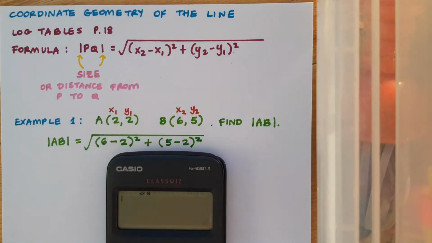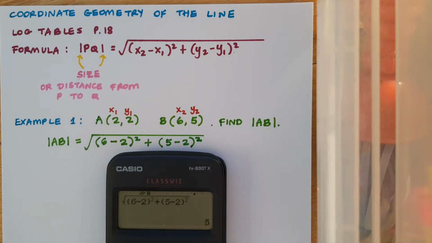And then at this stage, I'll go to my calculator and I'll type into my calculator exactly what I've written down here. So I'll start off with my square root, and then I'll open bracket 6 minus 2, close the bracket, hit the squared button, plus open bracket 5 minus 2, close bracket, hit the square. And you can see how the square root continues automatically along the top of the calculator screen.